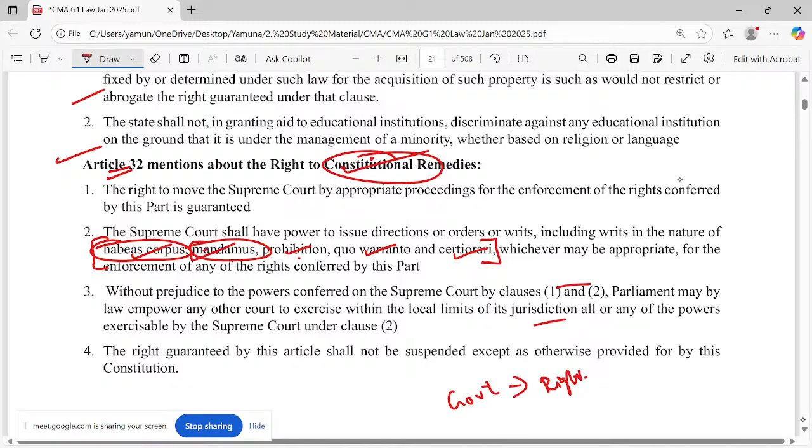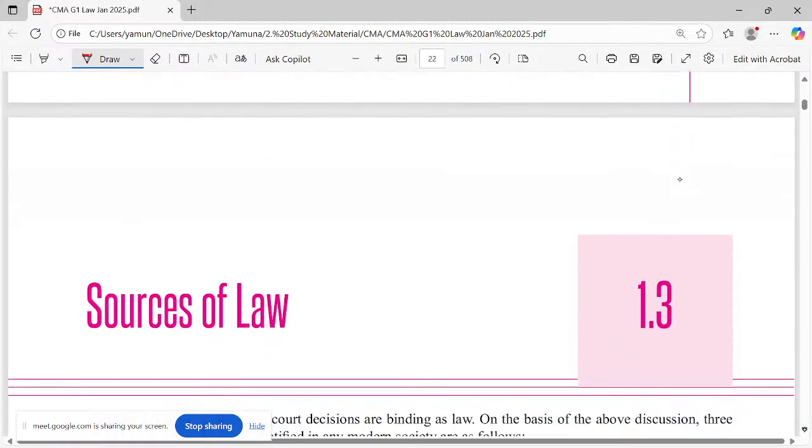Okay, so I'm not going line by line. You can have a glance. So that's about this heading part. Next.